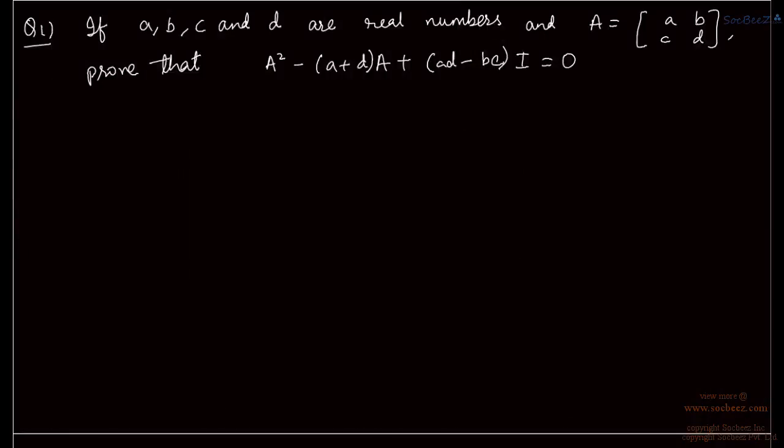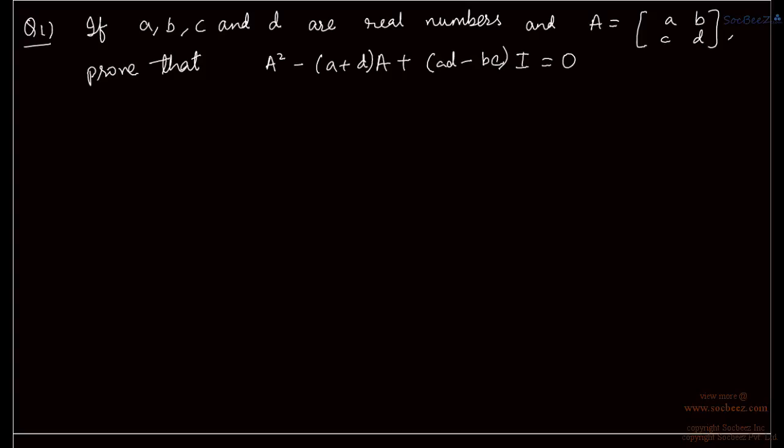Hello friends, welcome back. Now we'll be looking at a few questions on matrices. We'll try to cover as many different concepts as possible. So the first one: if a, b, c and d are real numbers and A is a matrix written as [a b; c d], prove that A² − (a + d)A + (ad − bc)I = 0.